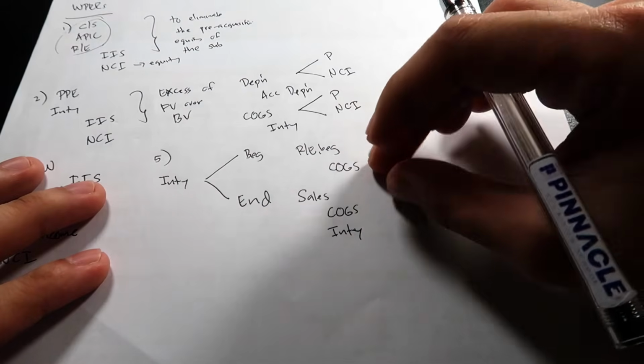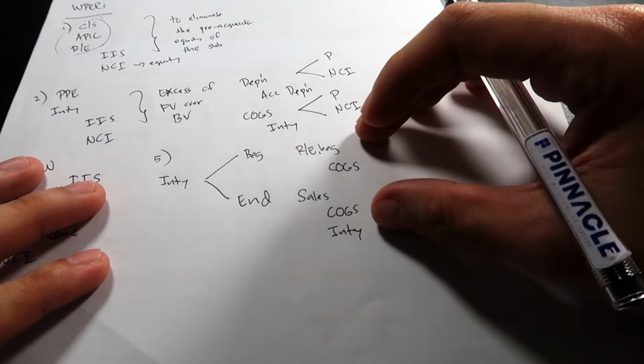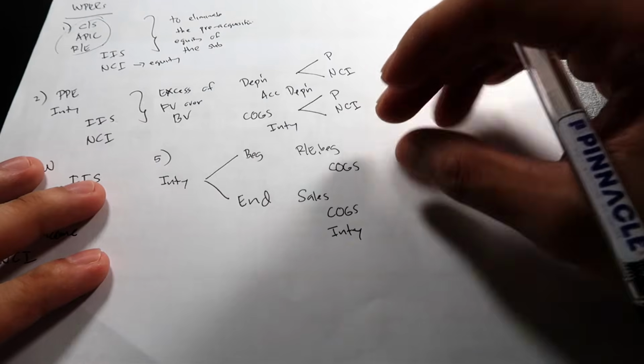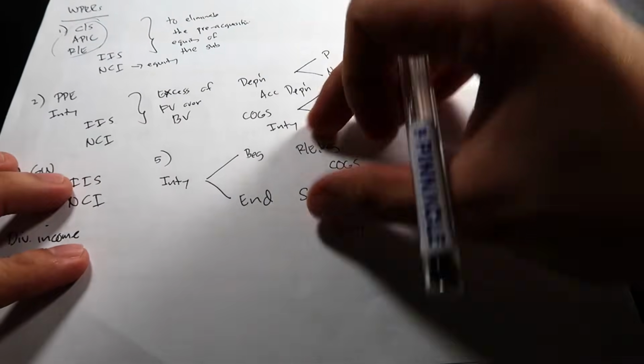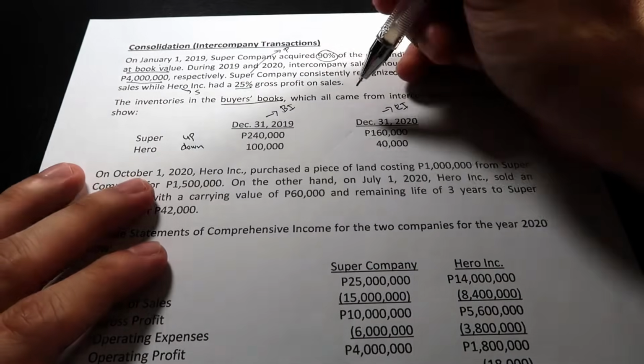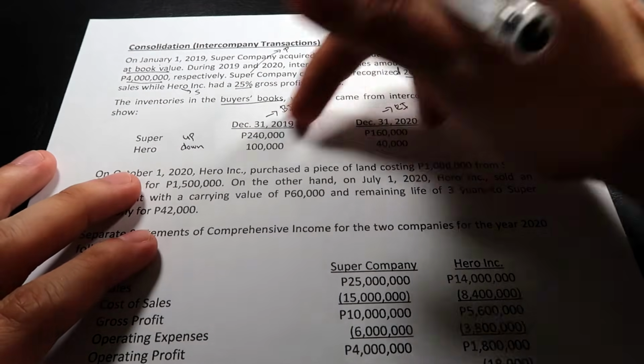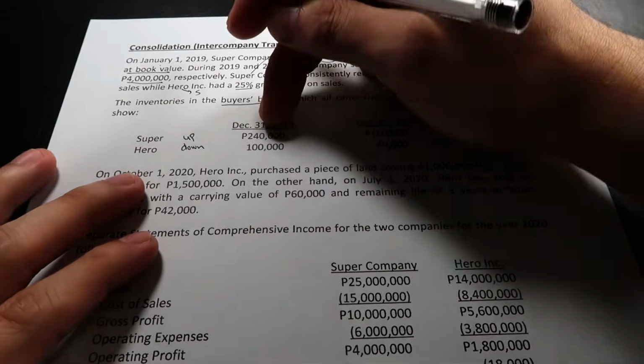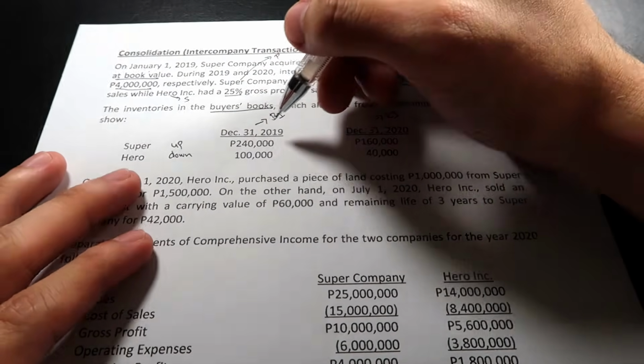The amount of this is equal to the markup, to the gross profit. Let's place it here. This is the pro forma entry, we'll do it again here. So let's first compute the markup of these inventories.